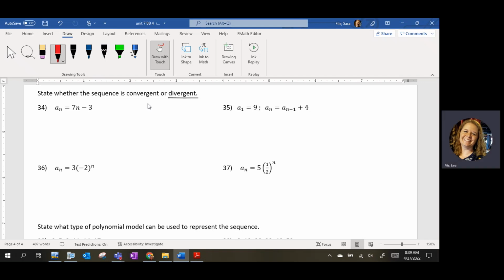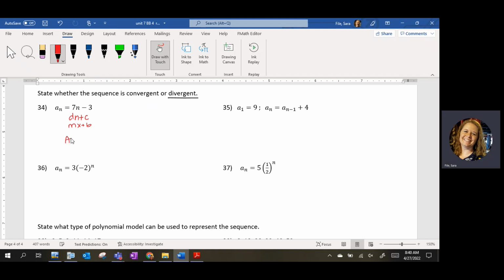Which one did you say, Madison? That is correct. Okay, because remember, this is in dn plus c form. When it's in that format, that's like mx plus b, right? A line. Okay, that format, that is definitely an arithmetic sequence.